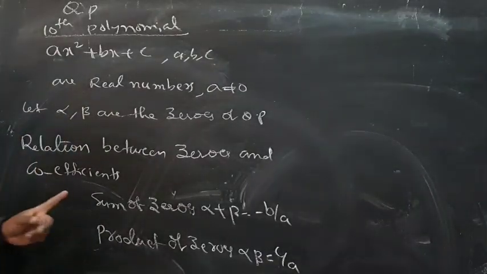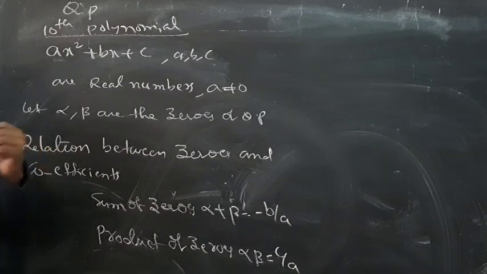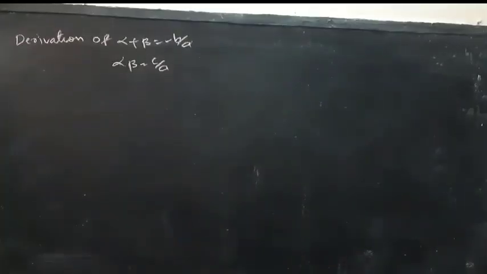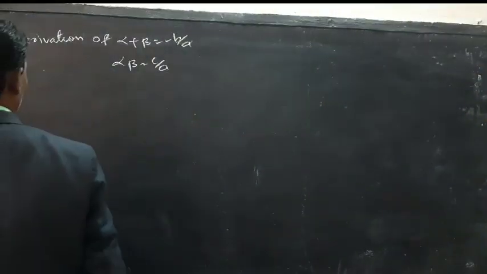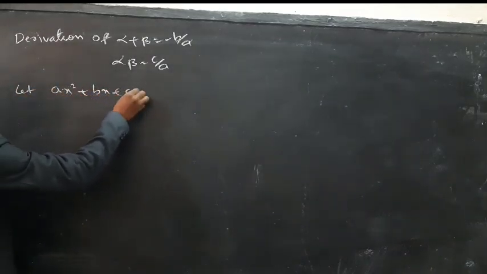I am taking those zeros as alpha, beta. Then what is the formula? Sum of zeros is alpha plus beta is equal to minus b by a. Similarly, product of zeros is alpha beta is equal to c by a. So here is the derivation of alpha plus beta is equal to minus b by a and alpha beta is equal to c by a. Simple. First of all, let ax square plus bx plus c be a quadratic polynomial.